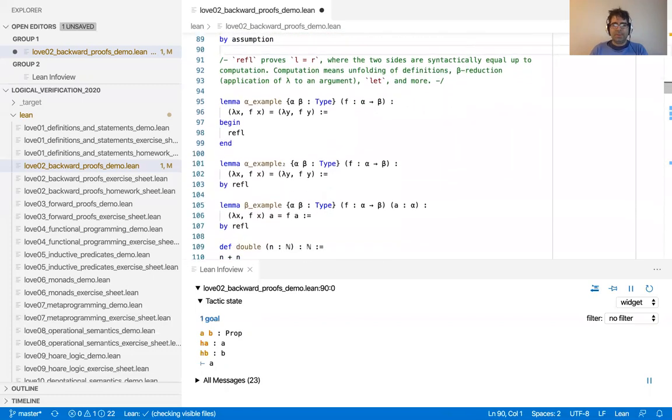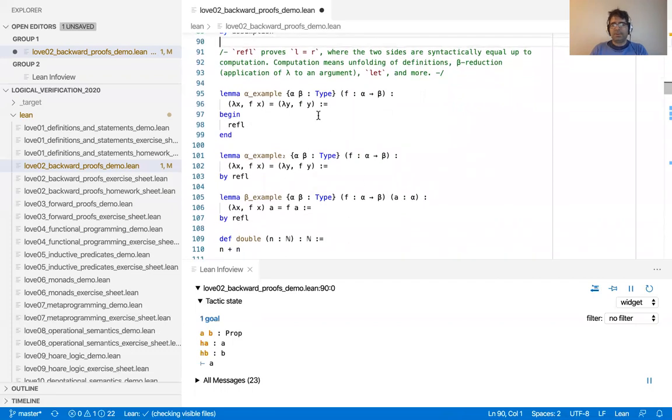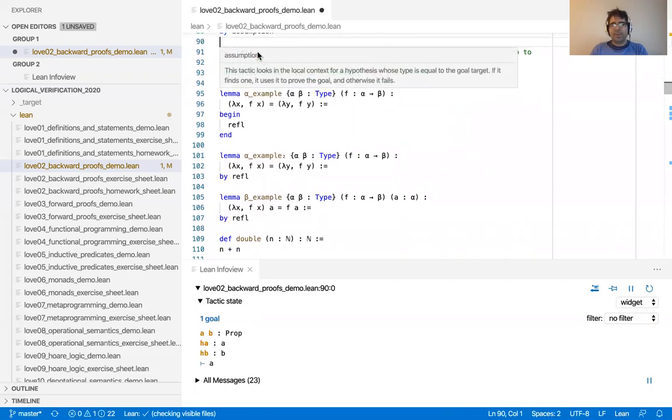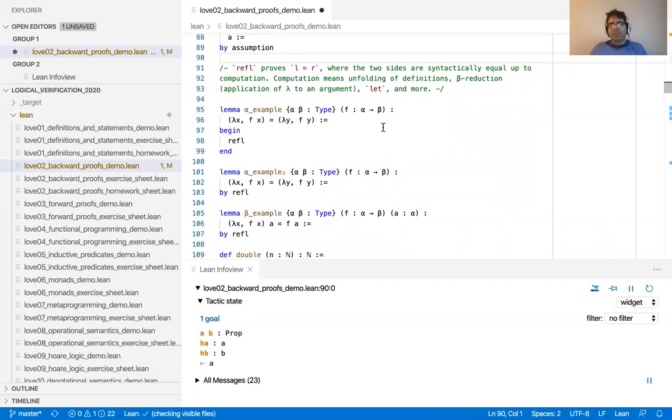Then another very basic tactic, and I think it's the last one I'm covering in this segment, is rfl, which is reflexivity. So it's going to prove equations of the form L equals R. Well, I cannot move the cursor over there without getting a tooltip. It proves equations of the form L equals R, where L and R are almost the same thing, except they're equal up to computation.